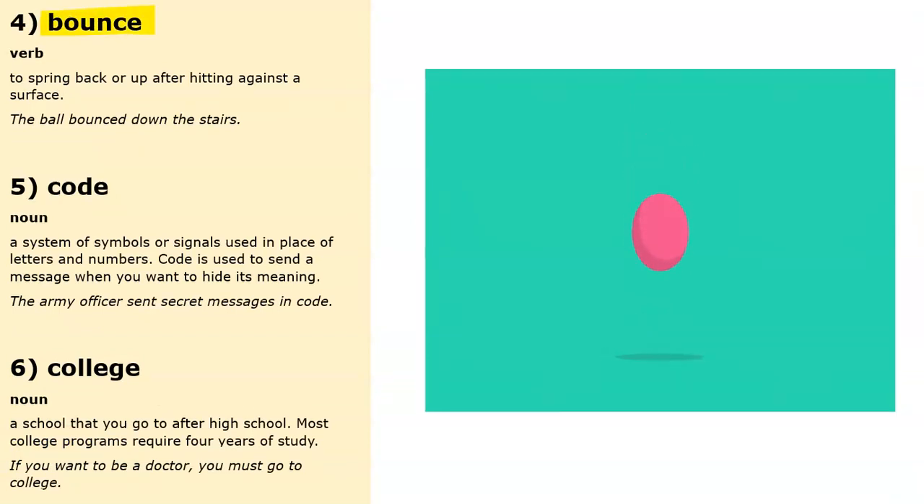Number 4 is bounce. Bounce is a verb and it means to spring back or up after hitting against a surface. For example, the ball bounced down the stairs. So here you can see there's a picture of a ball and the ball is bouncing up and down. A ball is not the only thing that can bounce. When you are jumping up and down, we can also call that bouncing. I can say the child bounced up and down because he was happy. Can you think of any other things that can bounce?